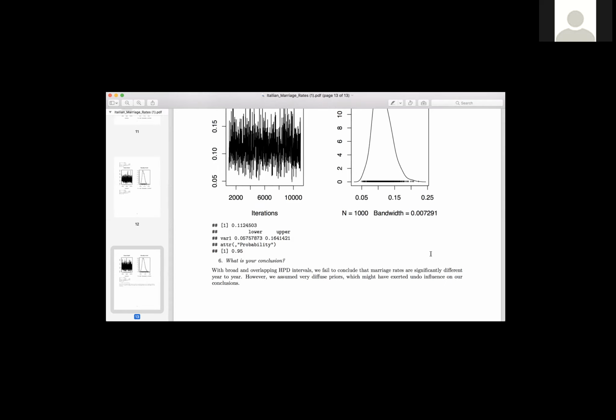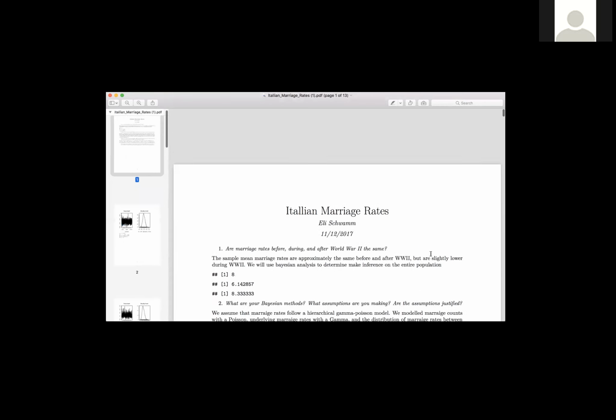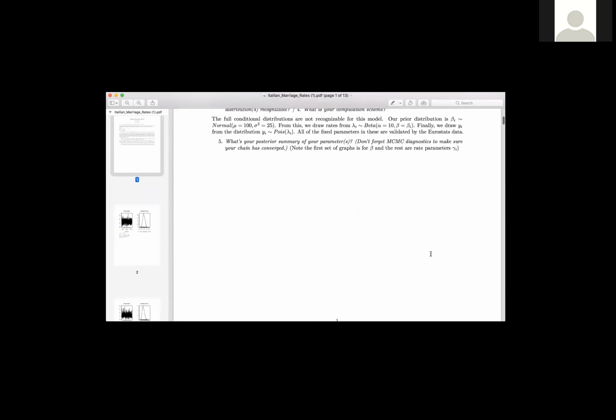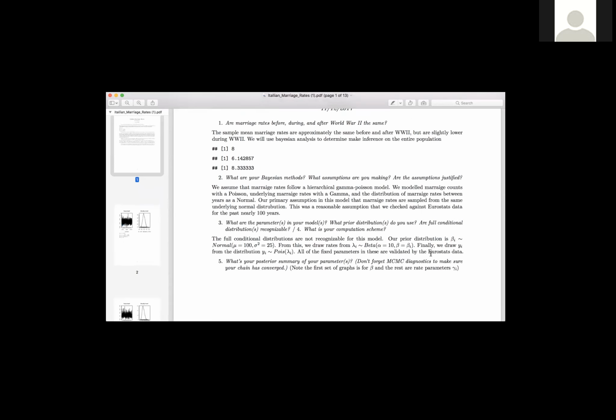So we did a normal model for our prior. From that, we drew rates, marriage rates, and then from those marriage rates, we drew Poisson. We did inference on the rates, because we probably could have just done it on the Poisson, but it was a little easier to visualize.